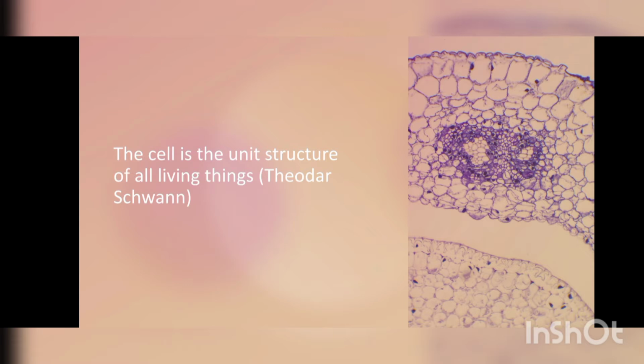Now let me tell you the story about it. A year after Matthias Schleiden gave his theory in 1838, Theodor Schwann gave his theory in 1839 or 40. He was a German zoologist. He was also living in Germany. But as Matthias Schleiden was a botanist, which means he knew biology, especially plants, Theodor Schwann was a German zoologist.